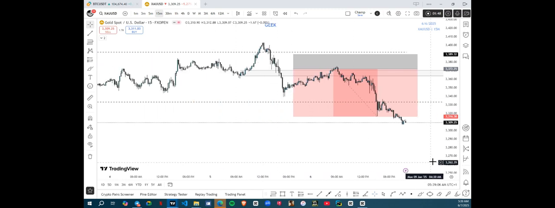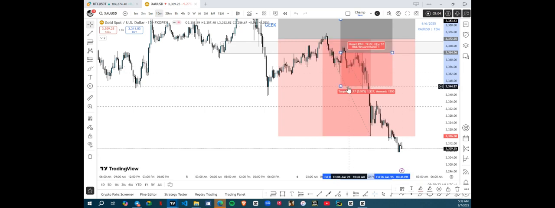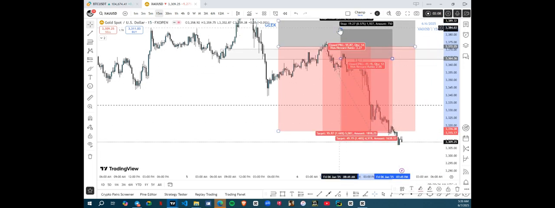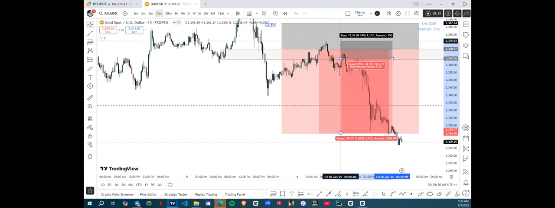Here now, we can look for our shift in market structure on the 15-minute chart, which is here, and a fair value gap, which is here, and this other one that price comes and takes out these previous highs and taps into here. So I'll put my entry here, TP here, and my stop loss would have been here if I had to take this scenario.